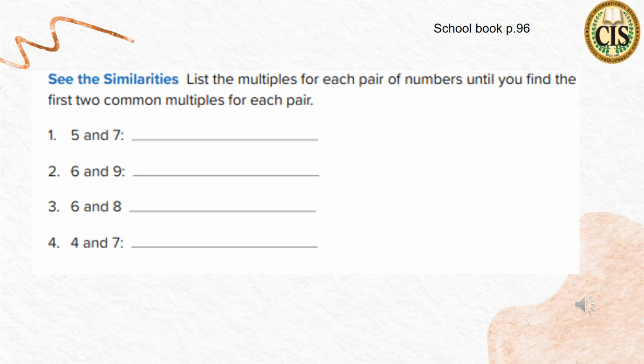List the multiples for each pair of numbers until you find the first two common multiples for each pair. First one, we have 5 and 7. Let's get out the common multiples between them: 0 and 35. 6 and 9: 0 and 36. 6 and 8: 0 and 24. 4 and 7: 0 and 28.